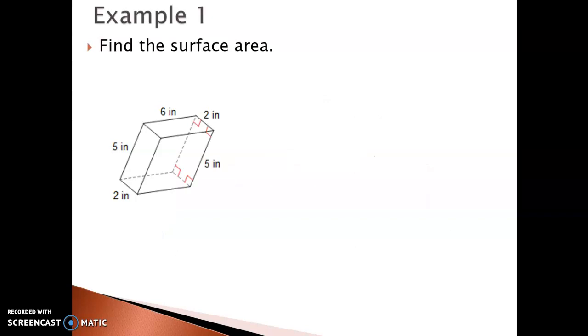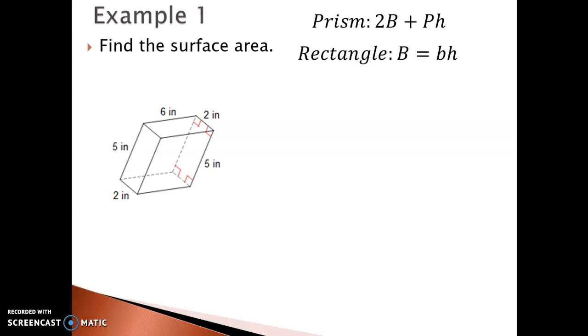All right, so let's see an example of this. We're going to find the surface area of this rectangular prism. First, we need to recall this is our formula, 2B plus PH. Our base is a rectangle, which is length times width, or base times height. First, I'm going to draw this rectangle. The rectangle that has the right angles there, if you see it clearly, it's a 2 by 5. So it has 2 sides that are 2 and 2 sides that are 5.